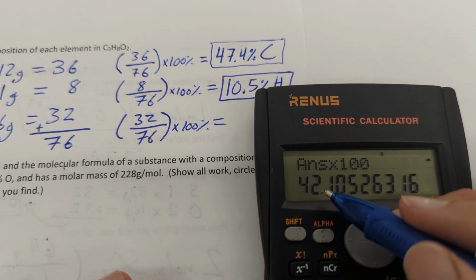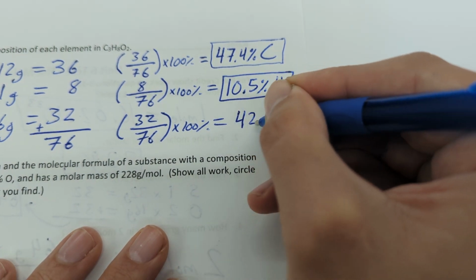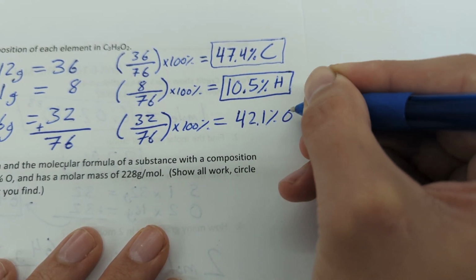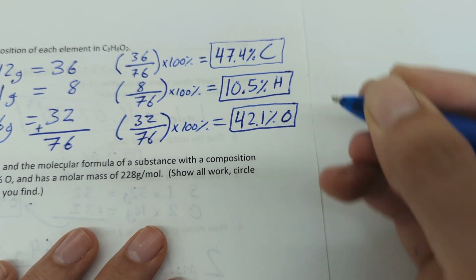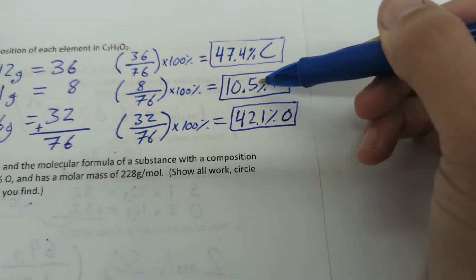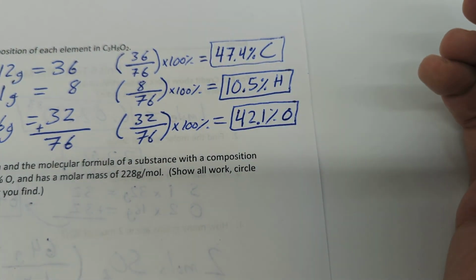And we get about 42.1% oxygen. And you could always double check if you are right, because all of these numbers should add up to 100%, or really close if we rounded.